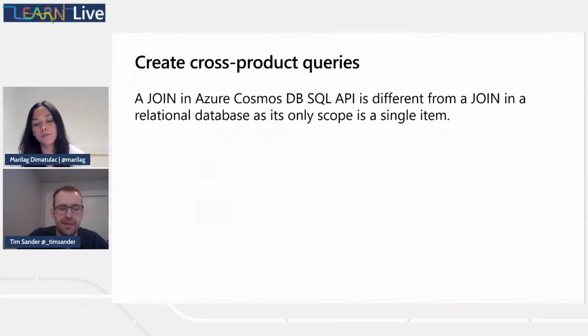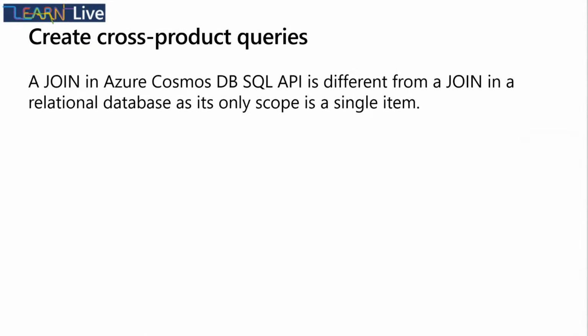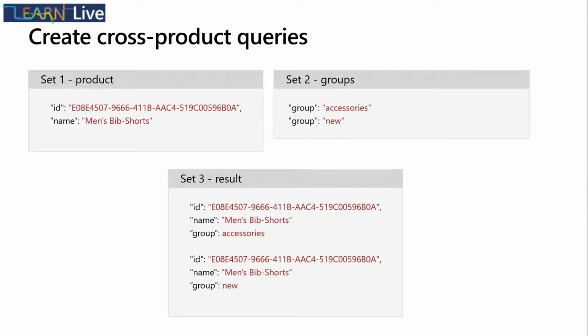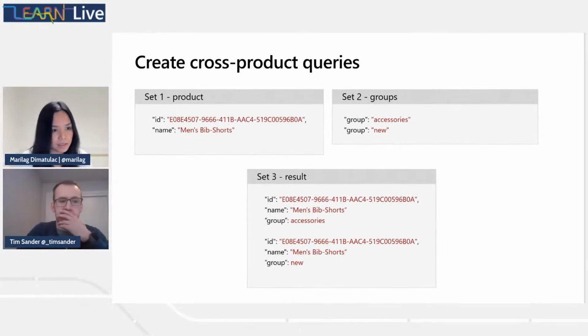If you have been working with relational databases, you're probably familiar with writing cross-product queries using joins. Joins are ubiquitous in the database world. But joins have a slightly different meaning in Cosmos DB because, as I have mentioned, you're only working with the data that you find within the same document. And cross-product queries simply mean that you're combining two or more sets of data into a single set with all the possible permutations or combinations of data from each of the sets.